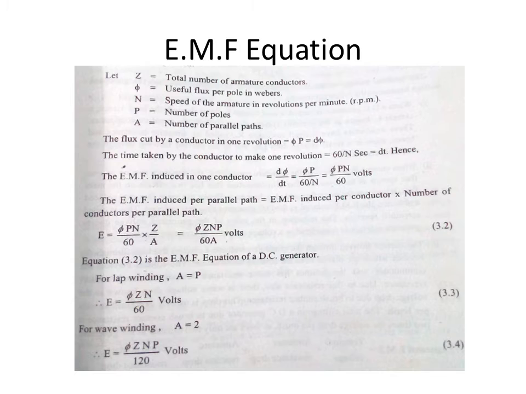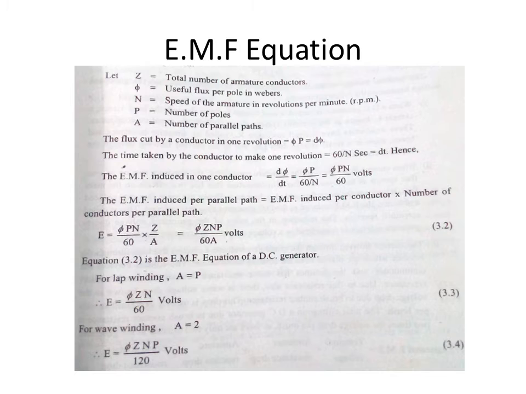So the flux cut by a conductor in one revolution is equal to phi into P, because phi is the flux per pole and P is the total number of poles. So phi into P is the flux cut by the conductor in one revolution, one 360-degree rotation. Let us consider d phi as the flux cut by a conductor in one revolution. d phi is equal to phi into P.